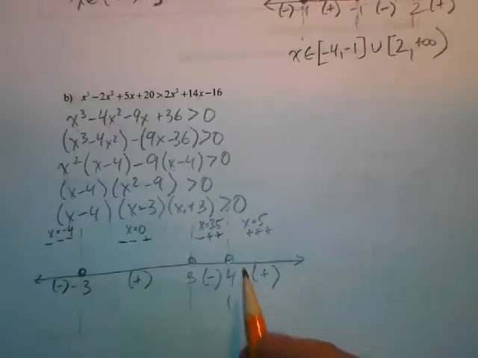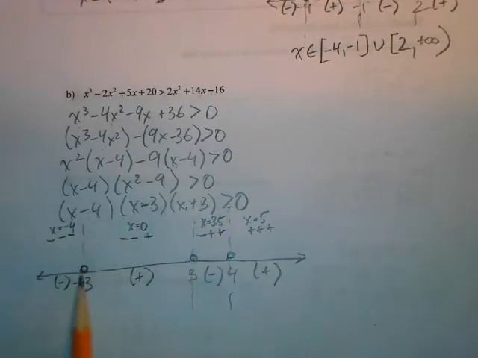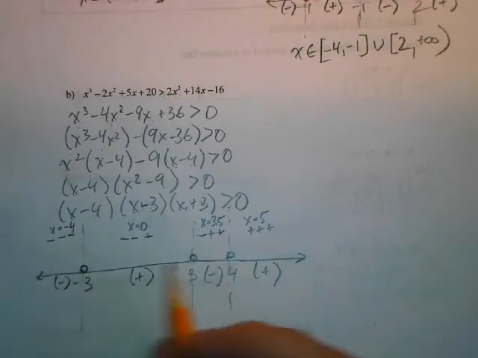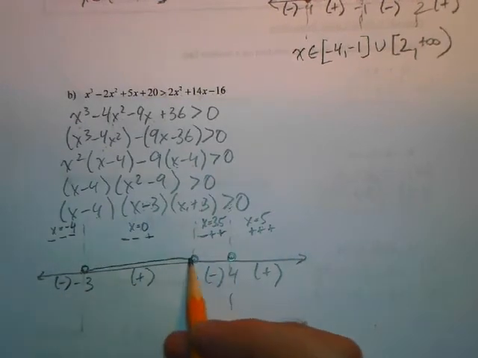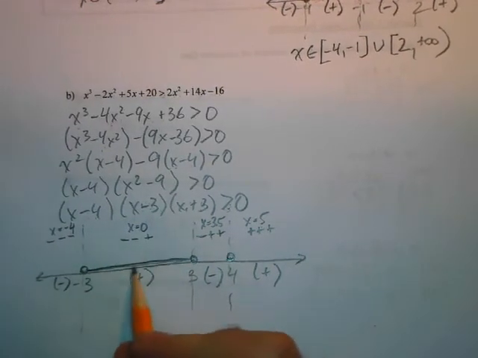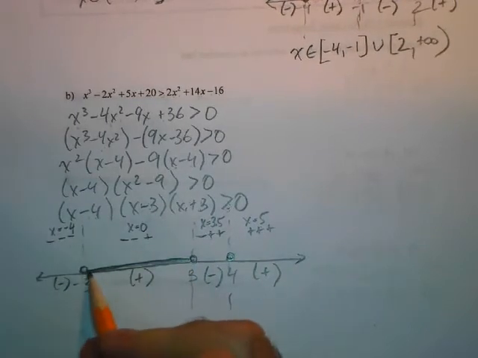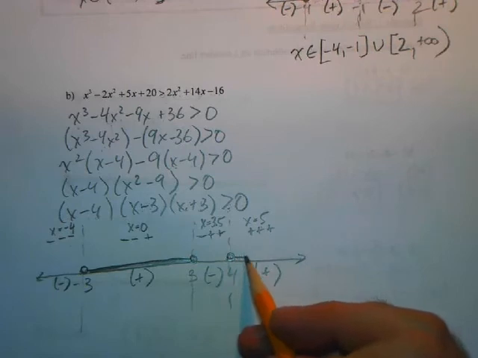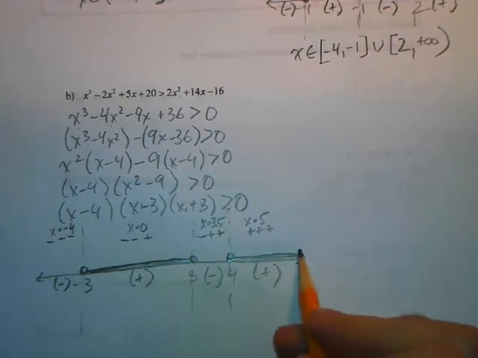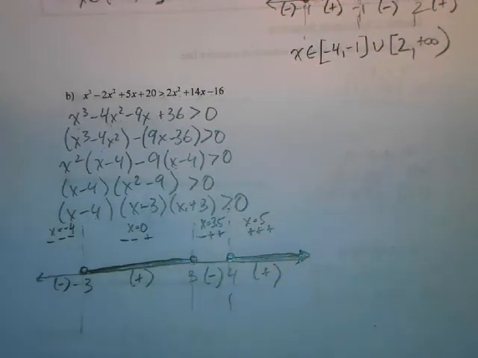So I'm going to put my first interval, is the negative interval here. Sorry, I'm looking for positive. So it's the first positive interval. And don't shade in those circles because they're not part of the solution. And then this final interval here is also part of the solution.